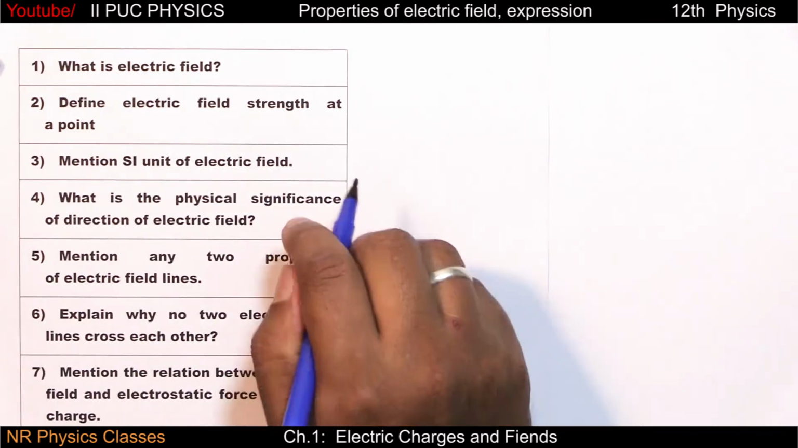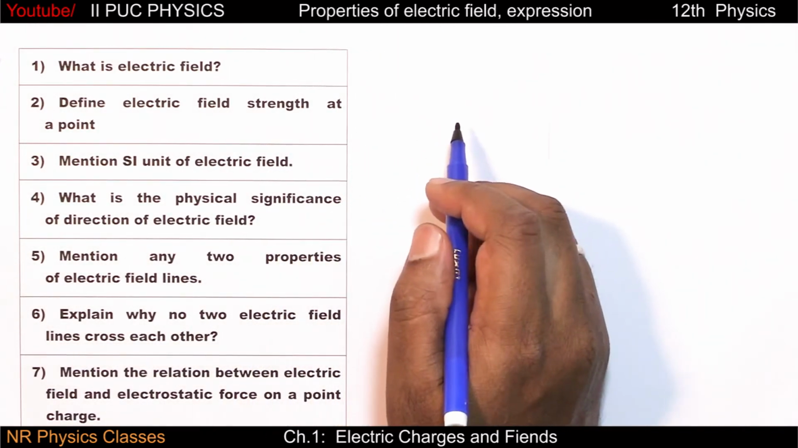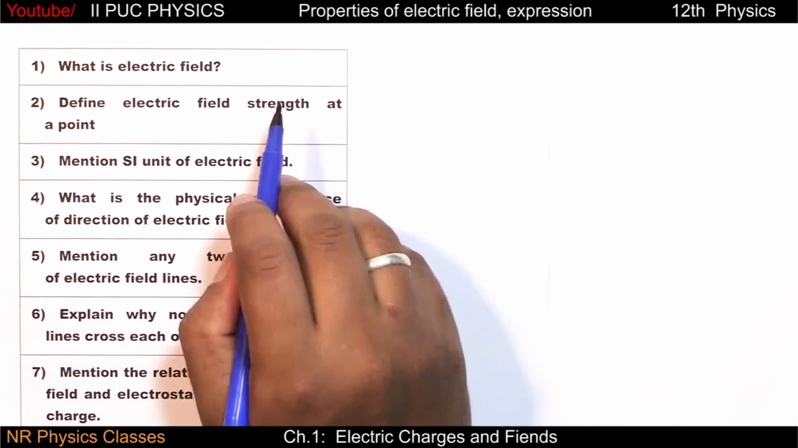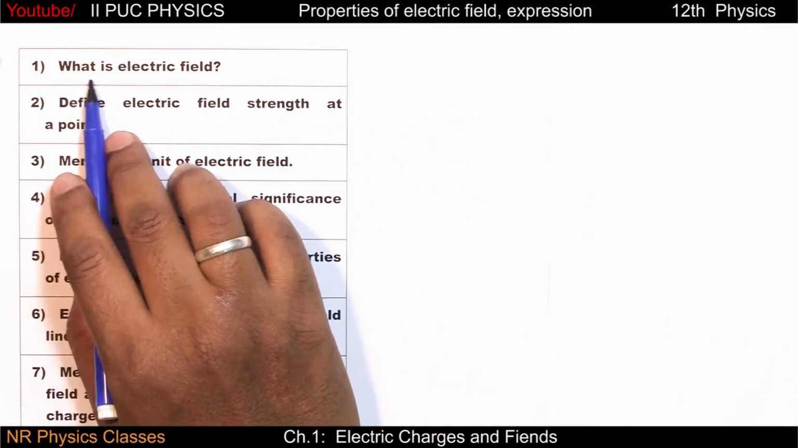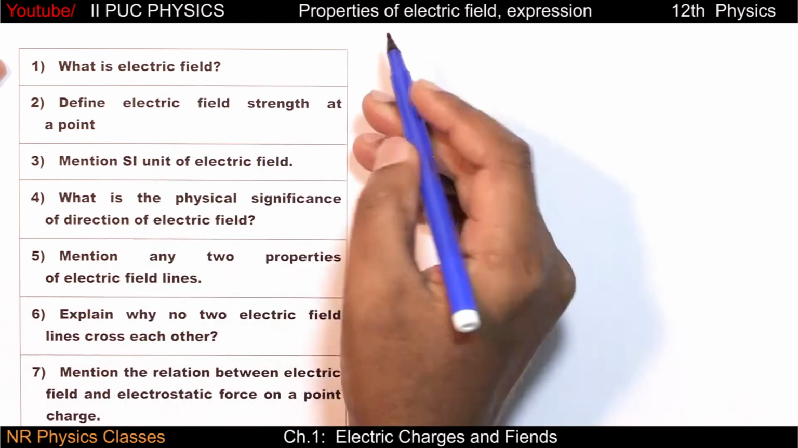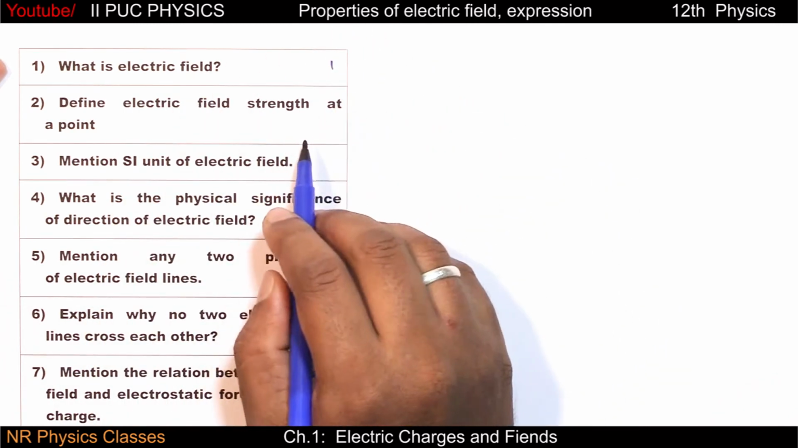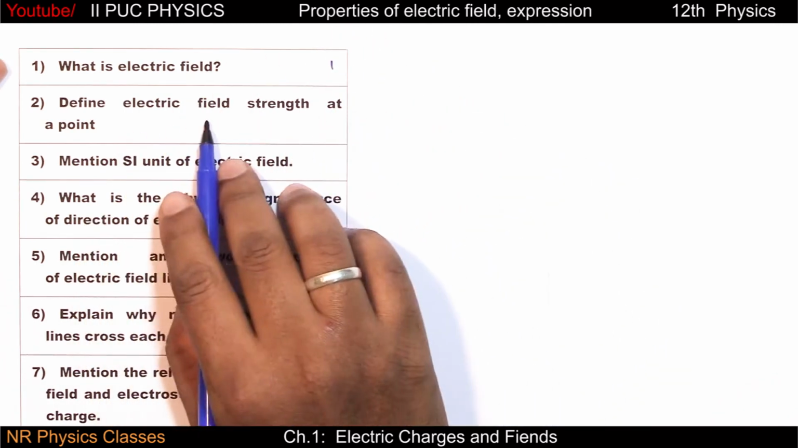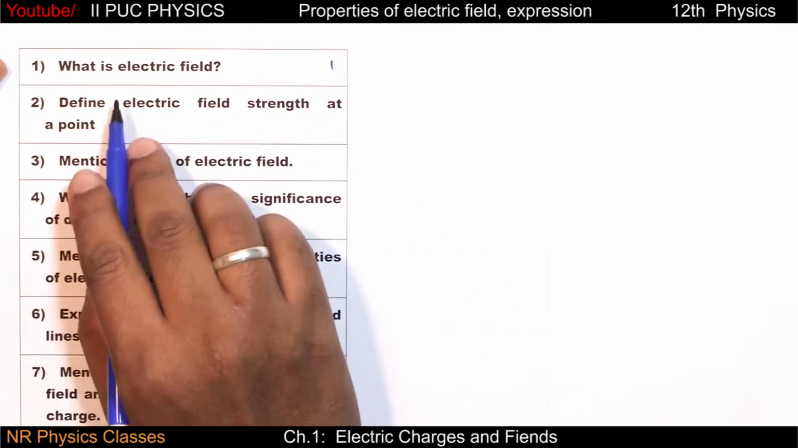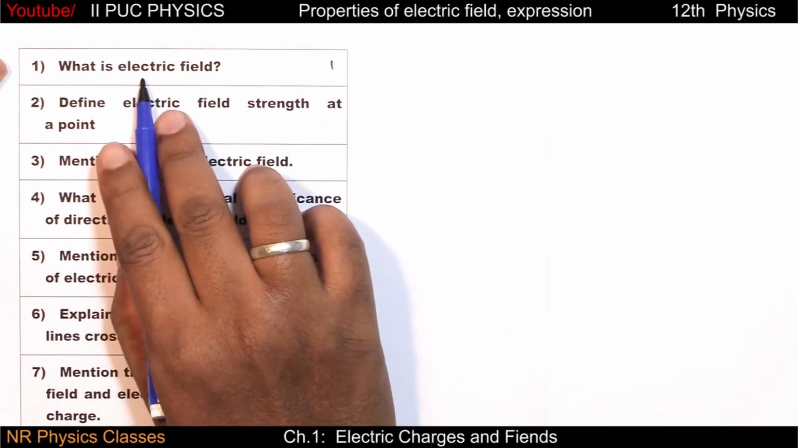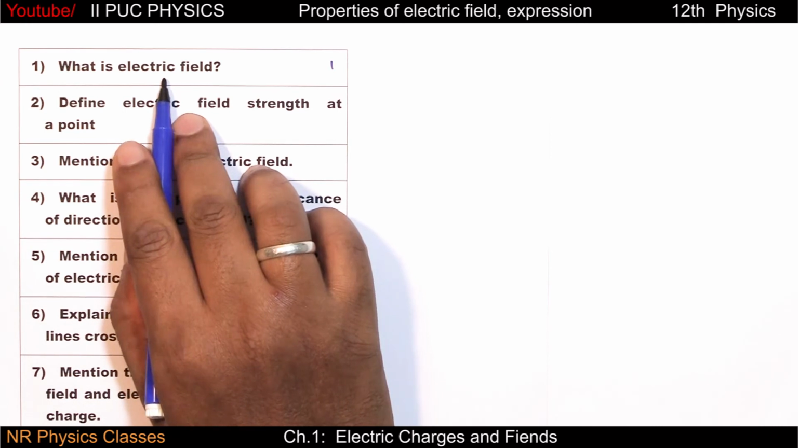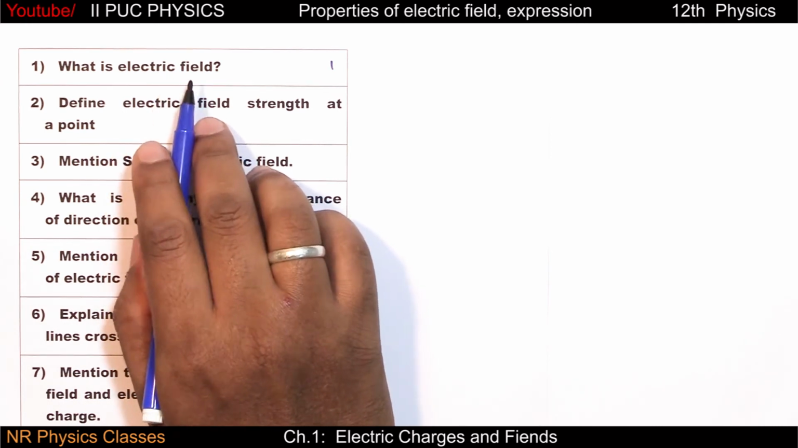These are imaginary lines. Now assignment questions, question bank, anything. What is electric field? 1 mark question. Define electric field strength at a point. What does electric field mean? These are imaginary.